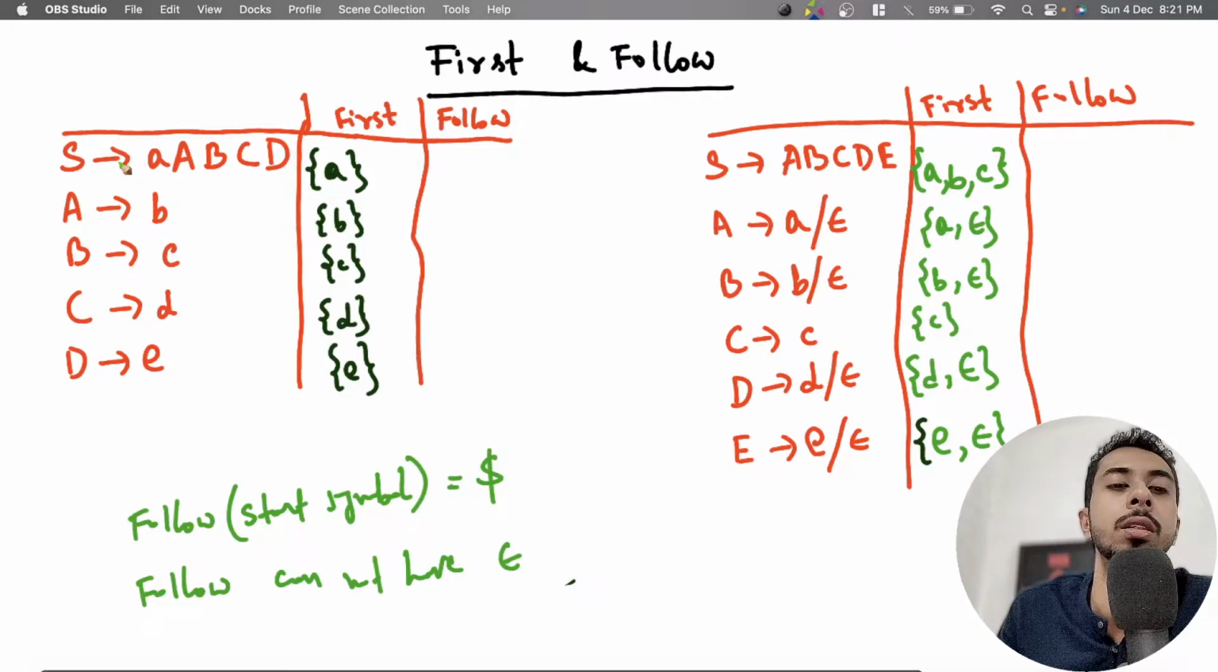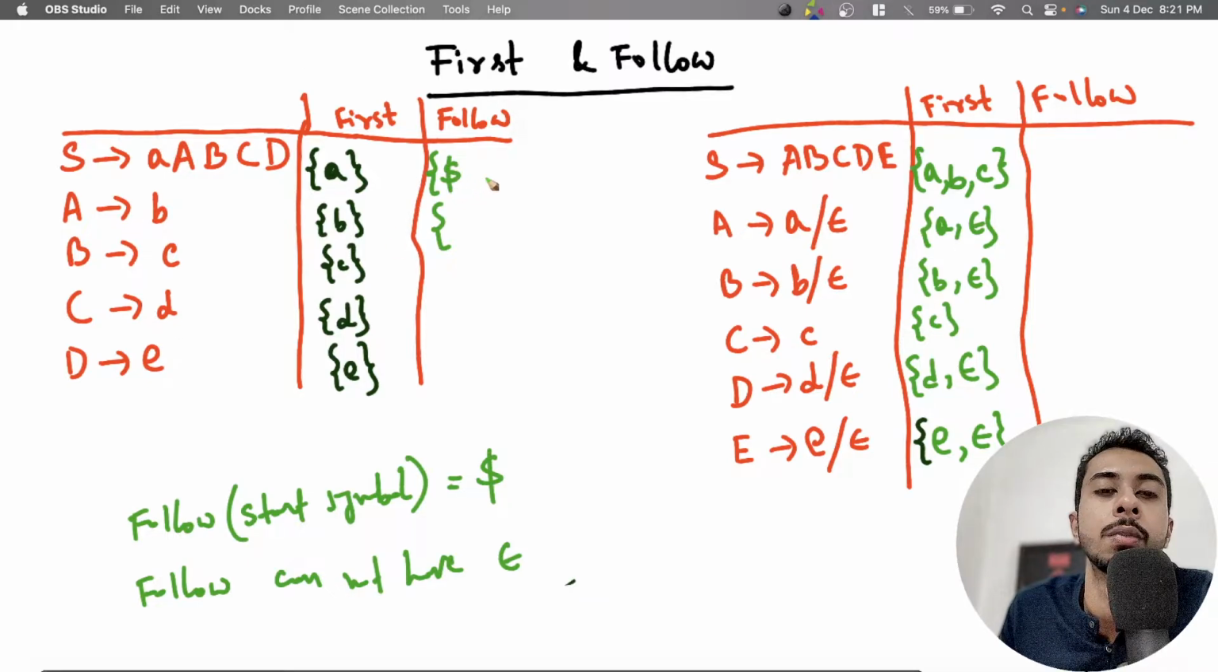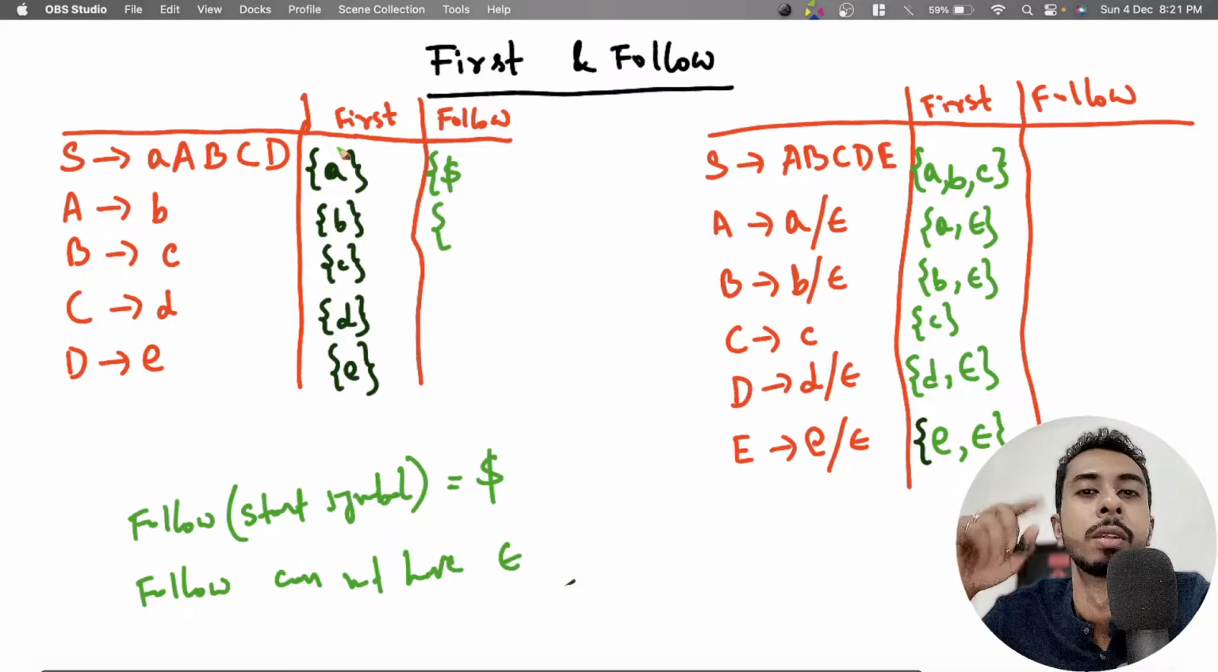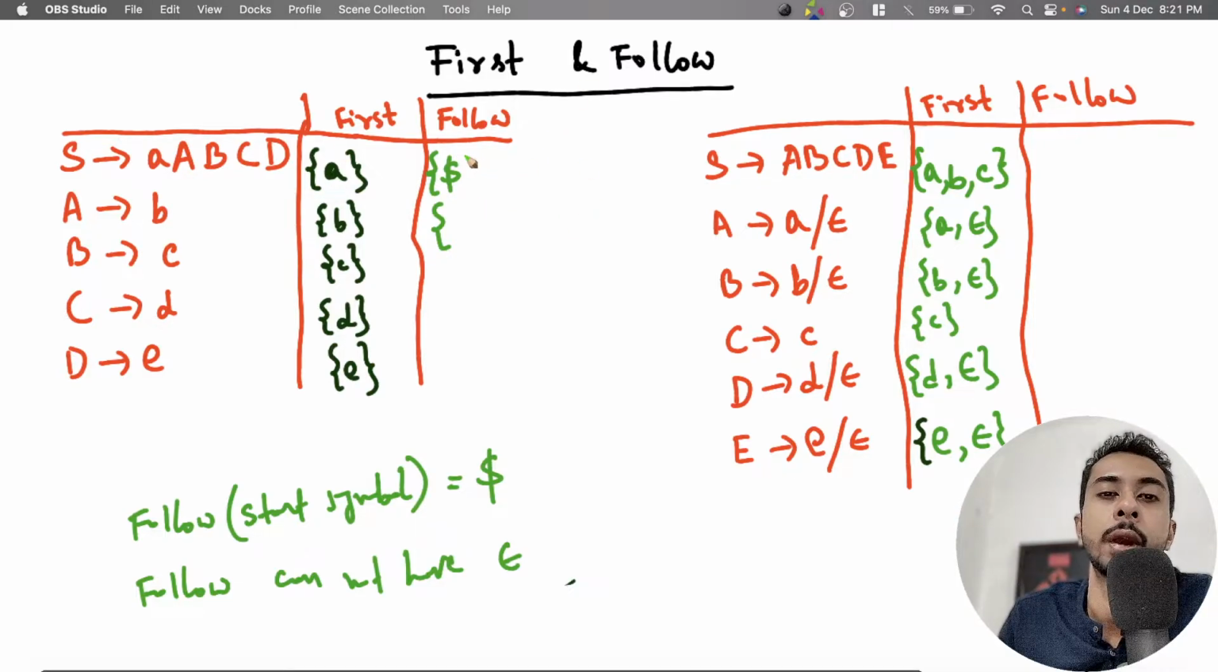Okay, let's start it from A. A derives B, right? So when we have to find the follow of A, it means what is the follow of A? Before that, let's find out the follow of the start symbol. It will be the easiest one here. So follow of the start symbol is always dollar, right? And we have to check on the right hand side, is there any occurrence of S? There is no occurrence of S, right? So we can stop right here. So only dollar is the follow of S.